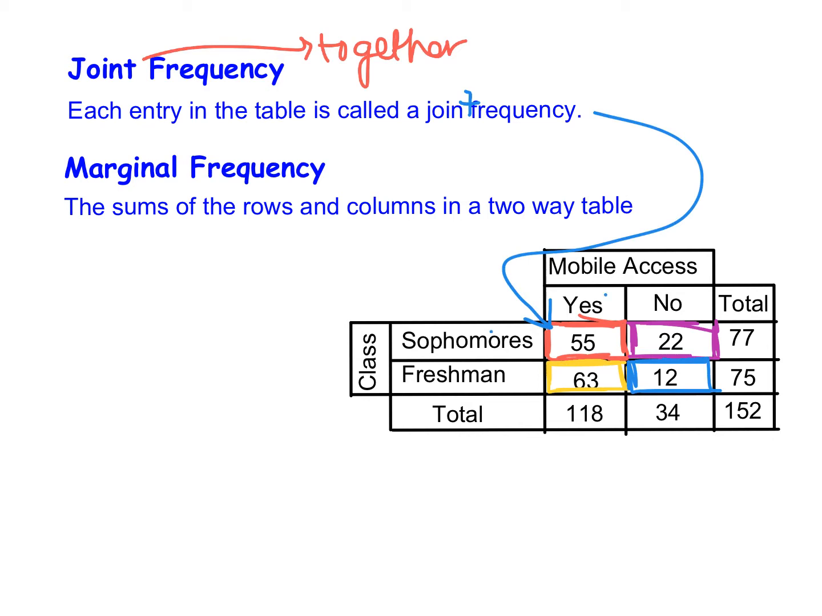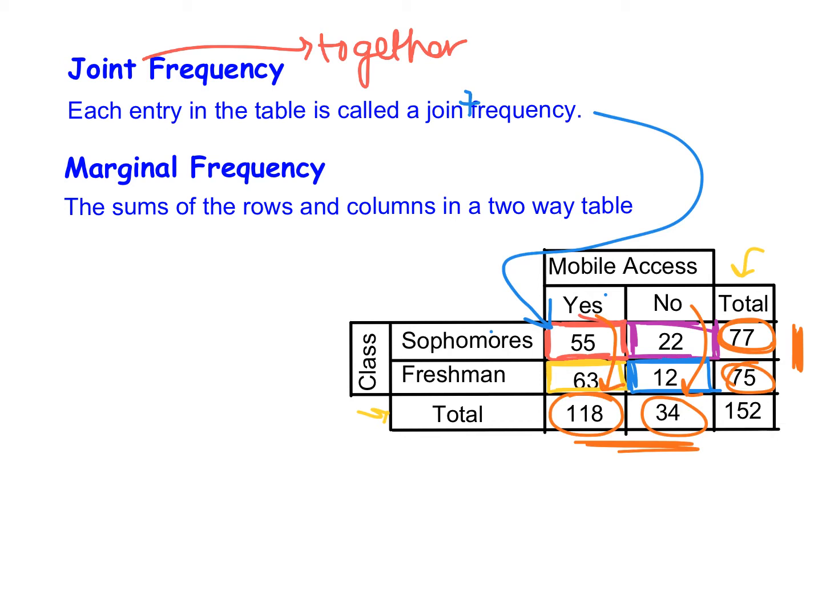Then we have marginal frequency, which is the sum of the rows and the columns in a two-way table. You'll see that I added this row here and this row here to show you your marginal frequencies. Marginal frequencies are finding those totals. We found that 118 kids said yes to mobile access. They only have one category. 34 said no. Again, we're focusing on just one category at a time. These are the marginal frequencies for mobile access. Over here are the marginal frequencies for each grade. We can see that 77 sophomores were interviewed, as well as 75 freshmen.